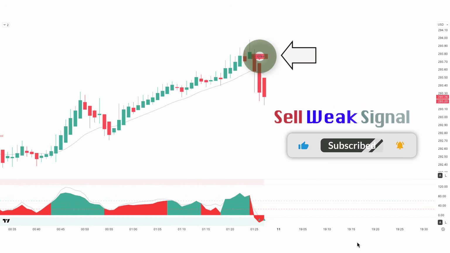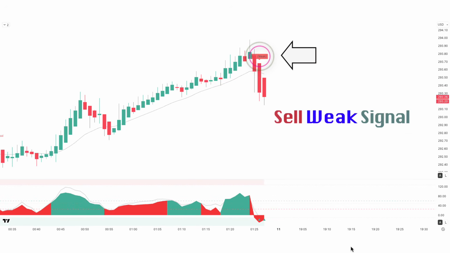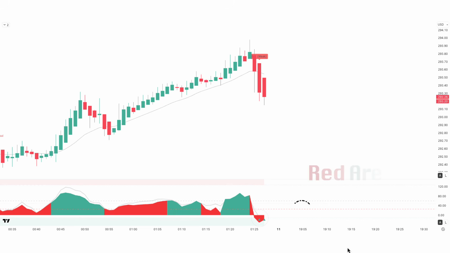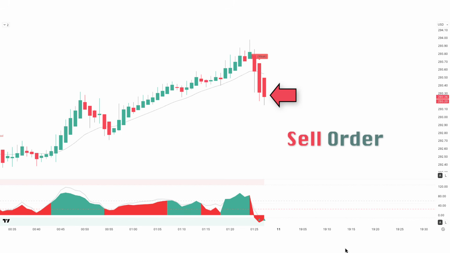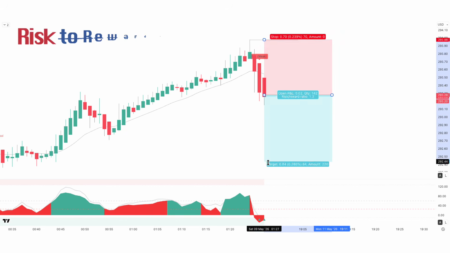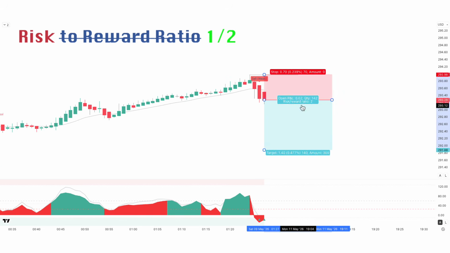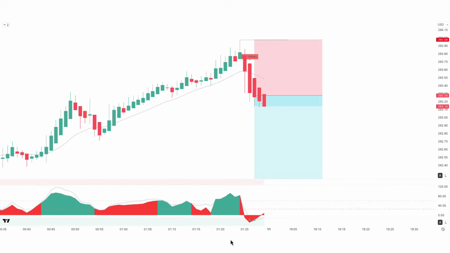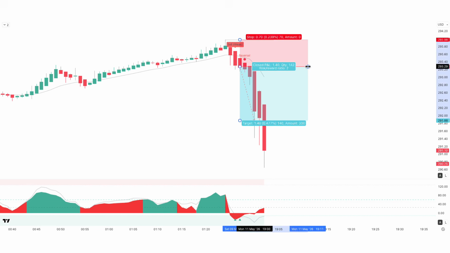When the DJ Suri trading label down of this indicator is a sell weak signal, when the MSL momentum deviation indicator shows a red area, and when the market forms a bearish candle, if this condition is fulfilled, then we will place a sell order. Our stop loss is to be placed at the previous high of the market, and the risk to reward ratio will be 1:2. The market has completely hit the target.